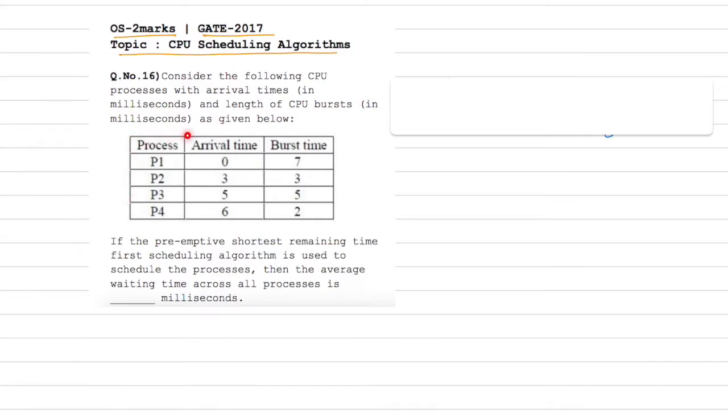So we have a table here which consists of 4 processes, P1, P2, P3, P4. They're all arrival times and their CPU burst times. Now, if the preemptive shortest remaining time first scheduling algorithm is used to schedule the processes, then the average waiting time across all processes in milliseconds is.